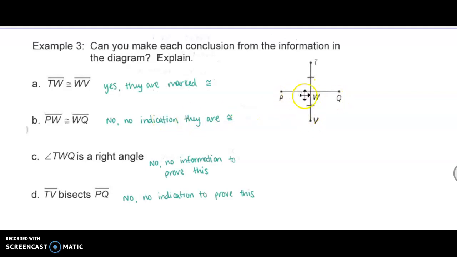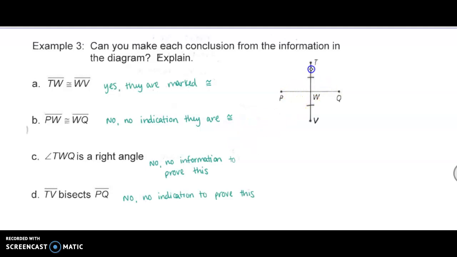PW and WQ, you cannot automatically assume it. It might look like it, possibly, but there's no marking. If it had a marking like this, then they would be congruent to each other. By the way, you would need 2 tick marks here because TW and WV already had 1 tick mark. So there's no indication that they're congruent. I'm going to erase this.